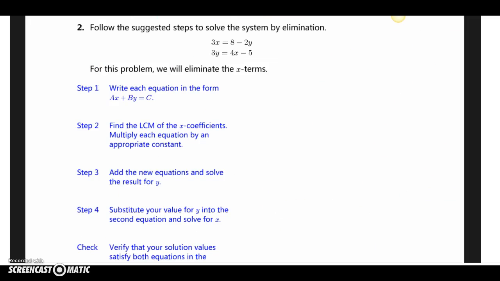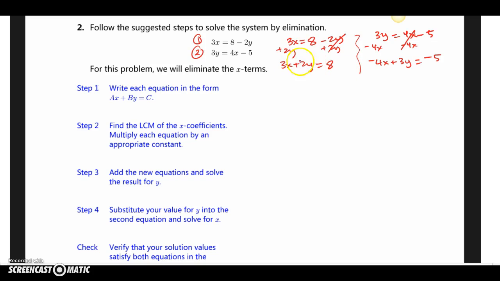Part 2 of the activity is pretty much the same as part 1, except we're going to be dealing with getting rid of the x's, so I'm going to show the work quickly. So rearrange equation 1 to get it in general form, rearrange equation 2 to get it in general form.